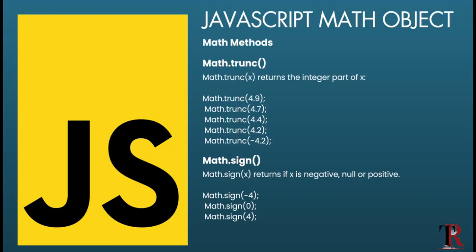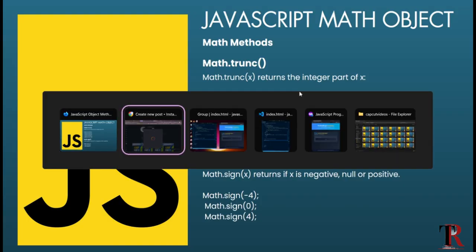We're also going to be talking about the Math.sign method. The Math.sign method returns whether a number is negative, zero, or positive. So let's look at how each of these methods behaves with positive and negative numbers in the code editor. Okay, let's start.